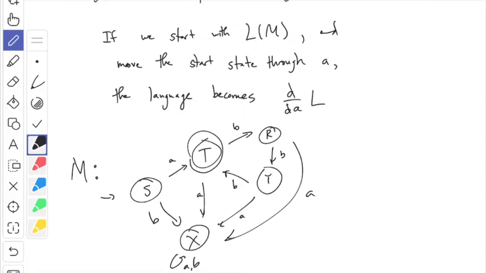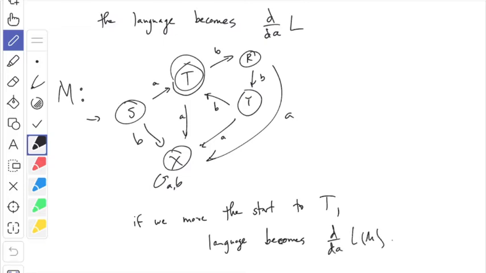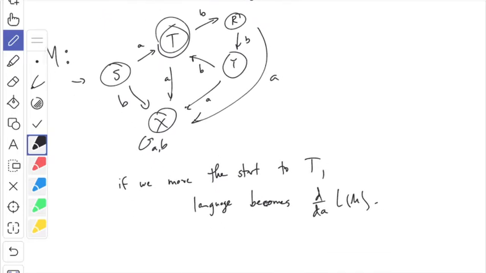As written, the starting state is S, but if we move the starting state to T, then the language becomes the derivative with respect to A of L, right? M is the original machine, but if I change the machine by moving the start state, the language of that new machine would be the derivative with respect to A of the original language. What if I move the starting state to X?